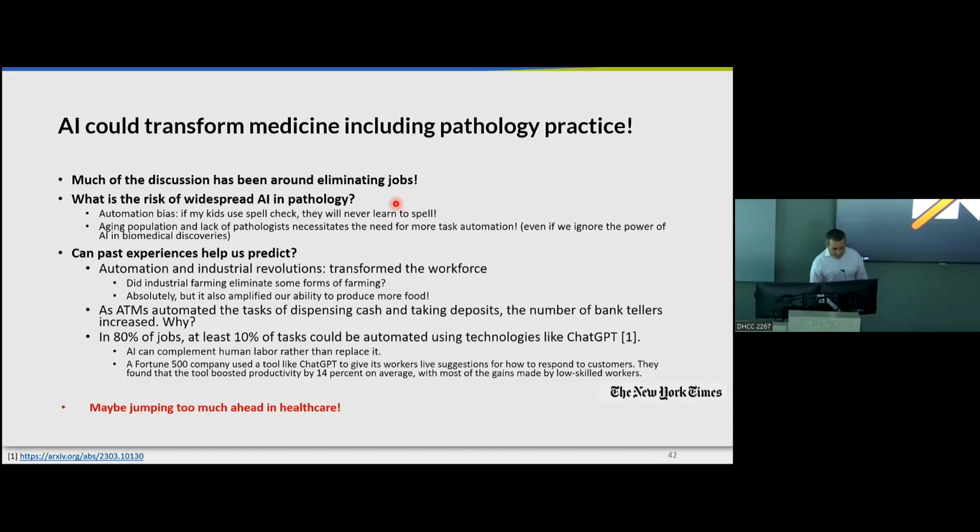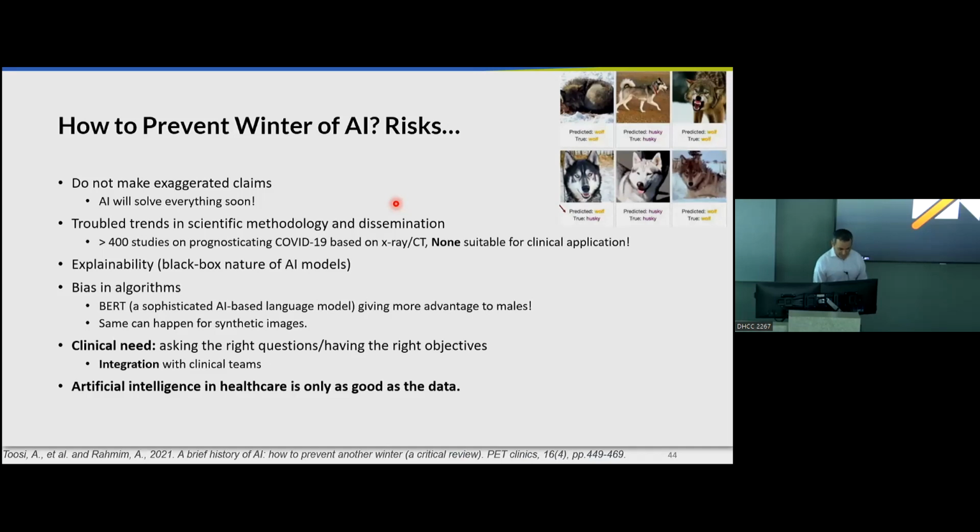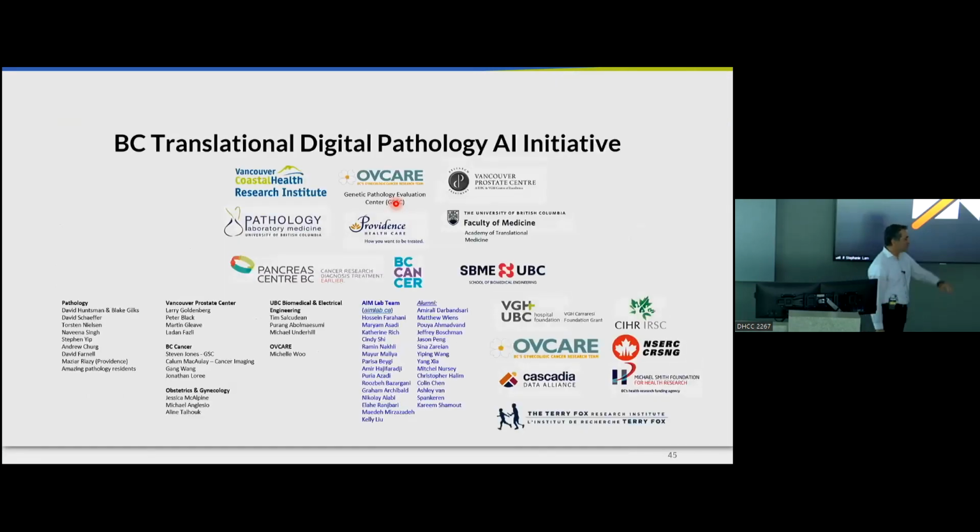With that said, I'm going to skip this part. This is interesting, but I'll skip it because we're out of time.